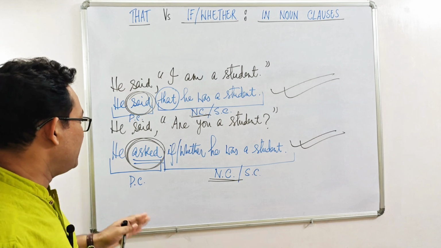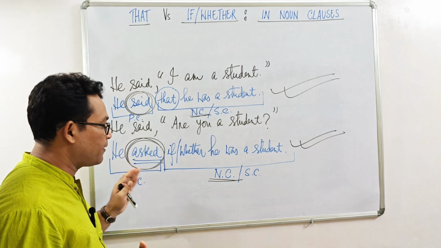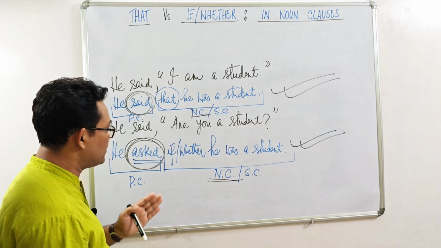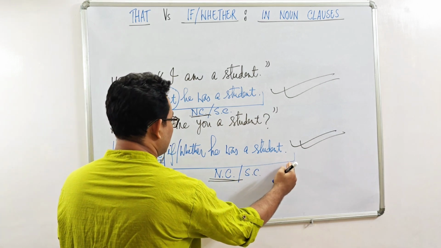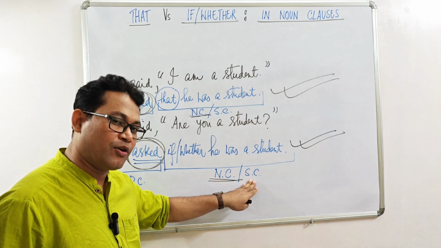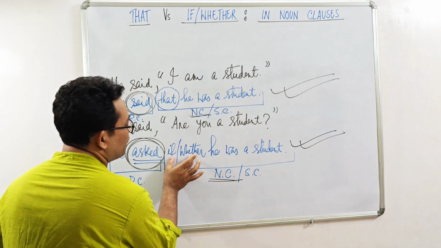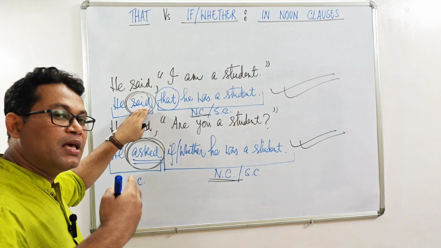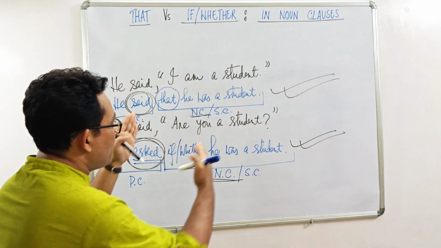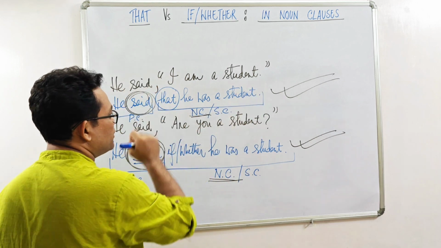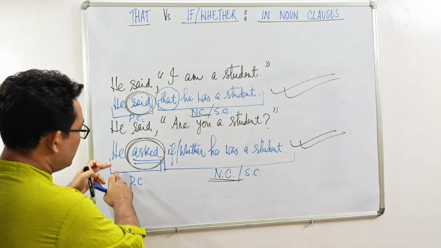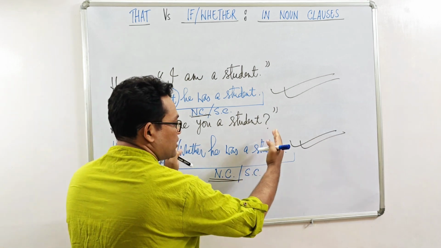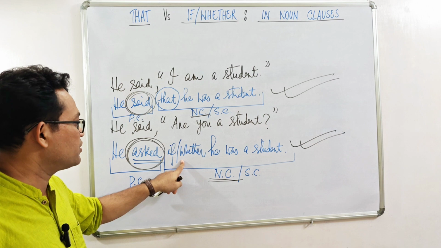And on the other hand, if the speaker is not certain about it, if he is in doubt, if he is having some sort of question regarding the statement mentioned in the noun clause or the subordinate clause, then we have to use if or whether. That's the rule, okay? So here, he said means he is certain about this fact. That's why we are using the conjunction that. Here, he asked because he was not certain, he was not sure about this fact. As a result, we have to use if or whether.